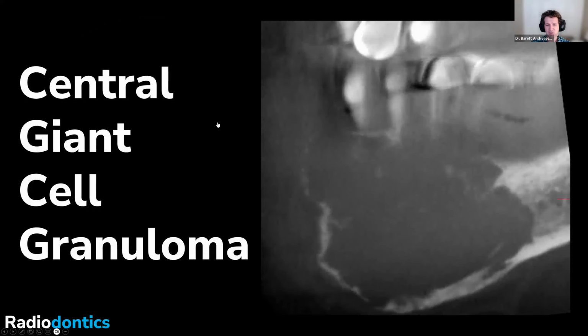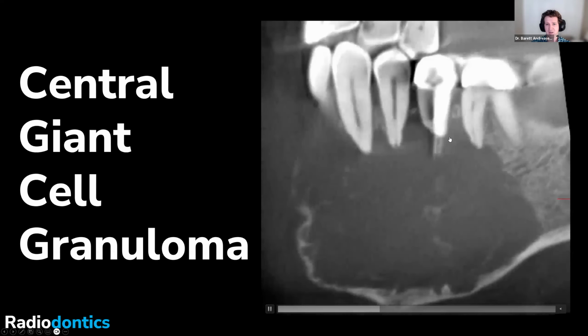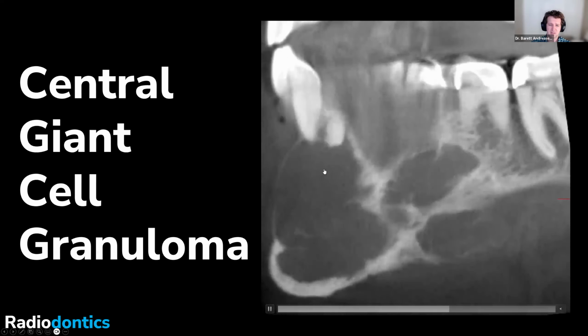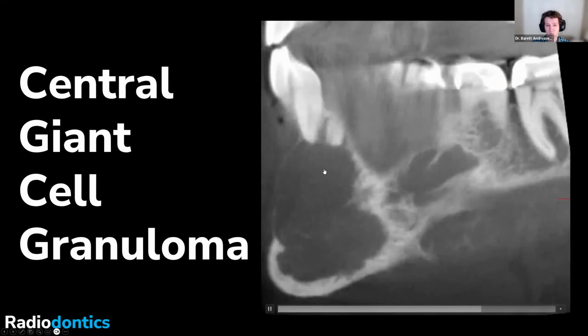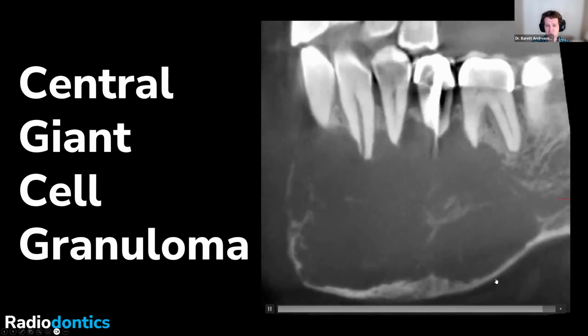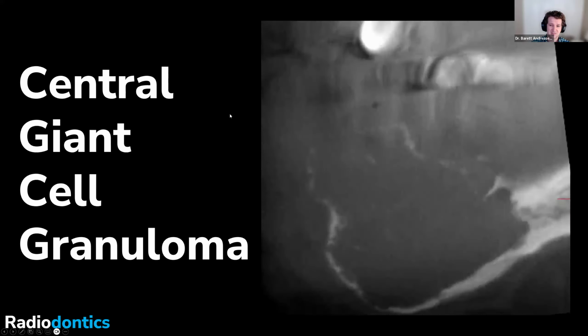Central giant cell granuloma, again, more thinning, more expansion. Here we get some resorption of the apices of the involved teeth. We can also see some wispy septations throughout the lesion as well. Changes to the cortices and trabecular bone really are what we're looking for in these cases.